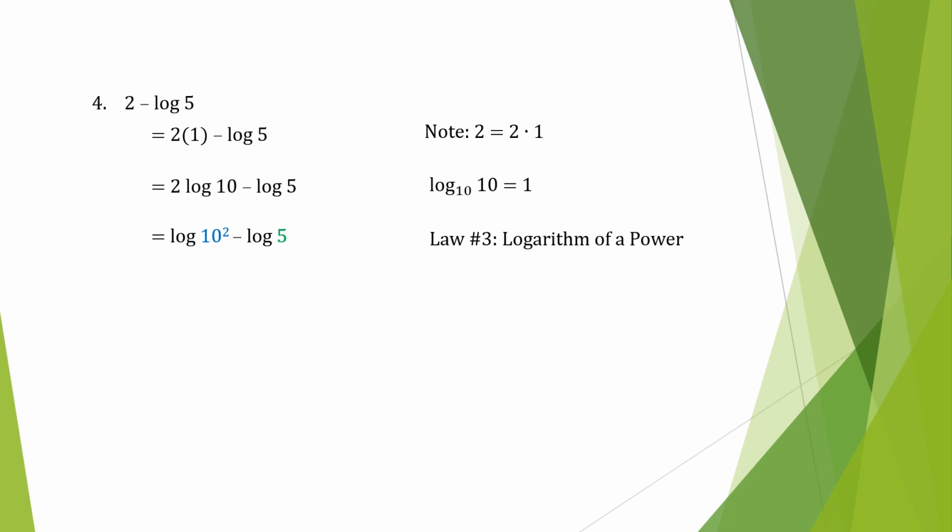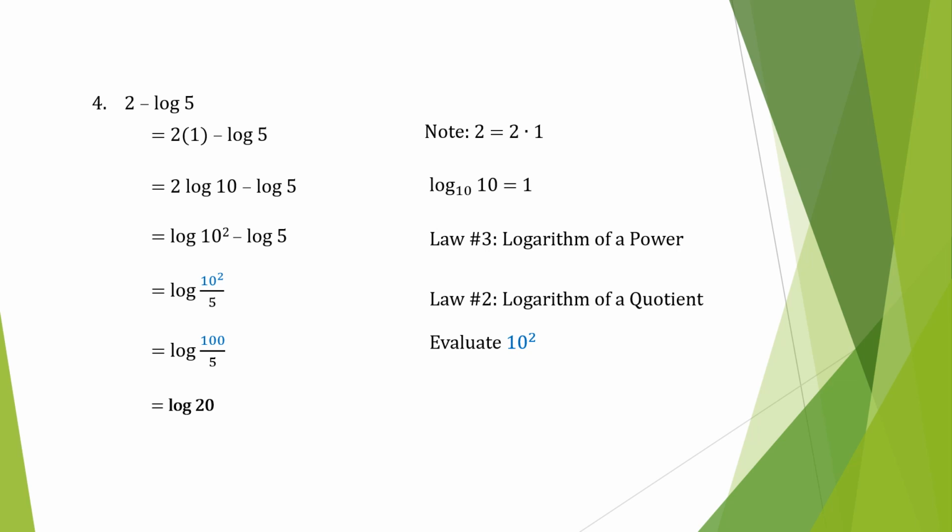The minus sign indicates that we can use logarithm of a quotient. Logarithm of 10 squared over 5. Let us evaluate the numerator 10 squared. Remember, 10 squared is equal to 100. So we have logarithm of 100 over 5. And 100 over 5 is equal to 20. So we will have logarithm of 20.